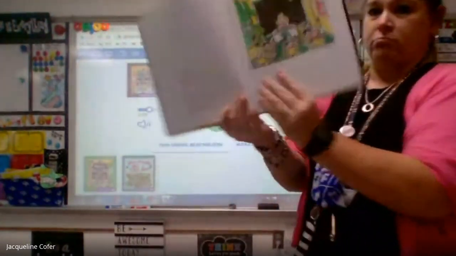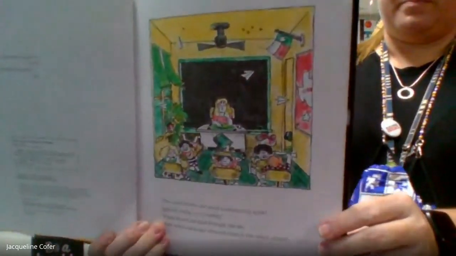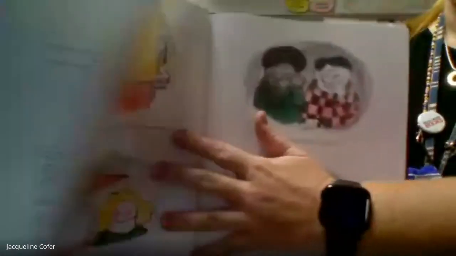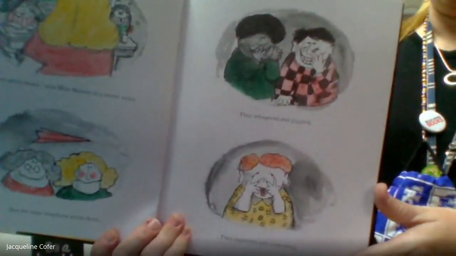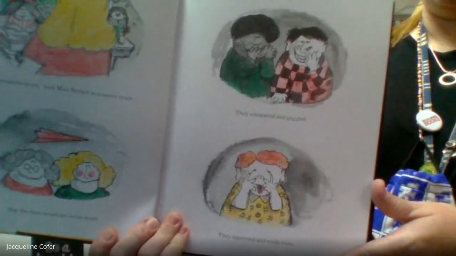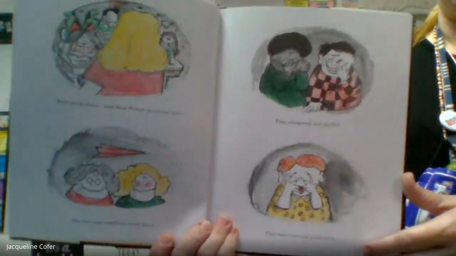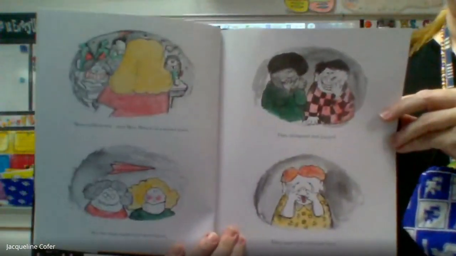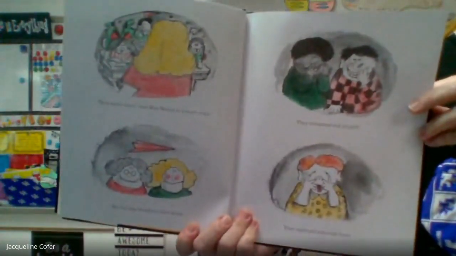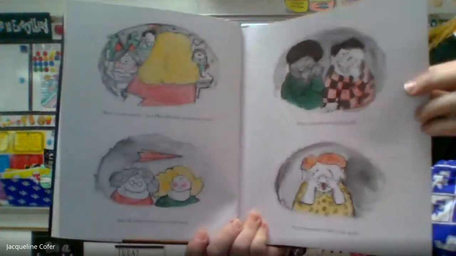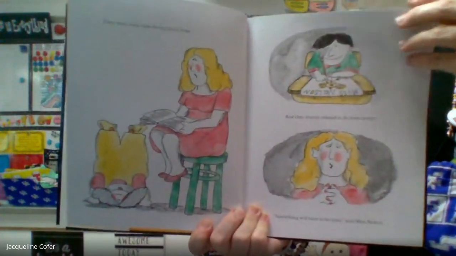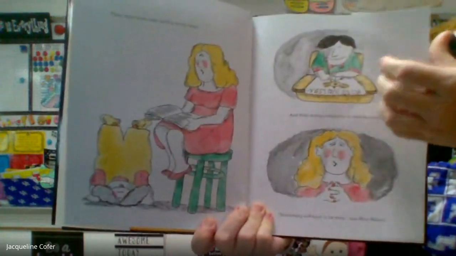"Now settle down," said Miss Nelson in a sweet voice. But the class would not settle down. They whispered and giggled. They squirmed and made faces. They were even rude during story hour. And they always refused to do their lessons. "Something will have to be done," said Miss Nelson.